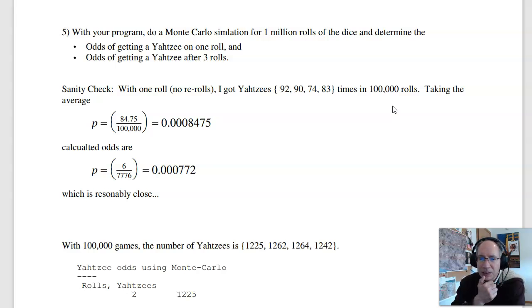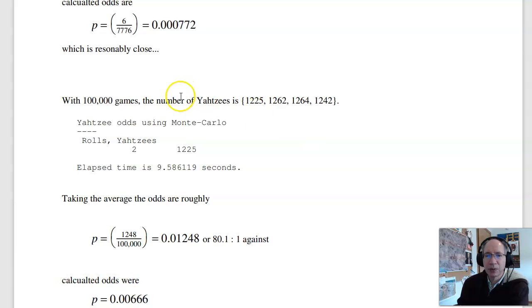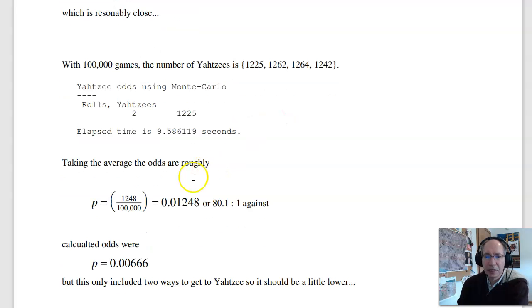So being reasonably certain this is right, I now increase the number of rolls to 3. And what I got is a different answer every time I run it. Taking the average, it's 1248 out of 100,000, or about 0.012, a 1.2% chance of getting Yahtzee, or 80 to 1 odds against. The calculated odds were 0.0066, but that's only partial. There are other ways to get a Yahtzee.